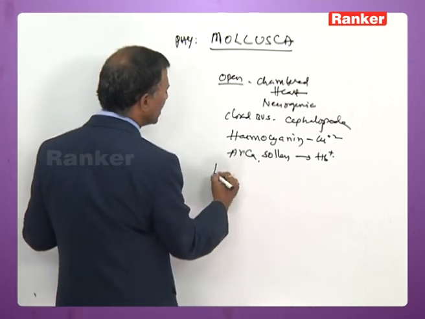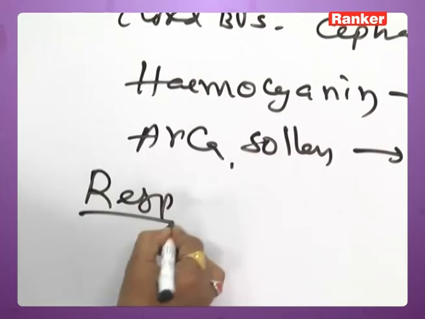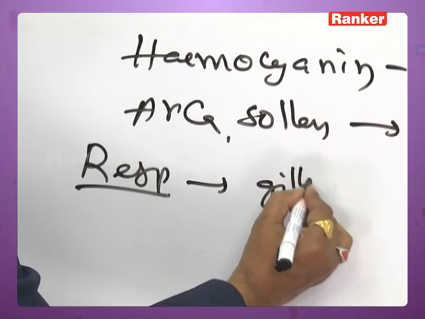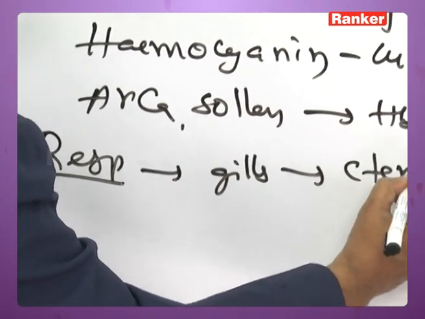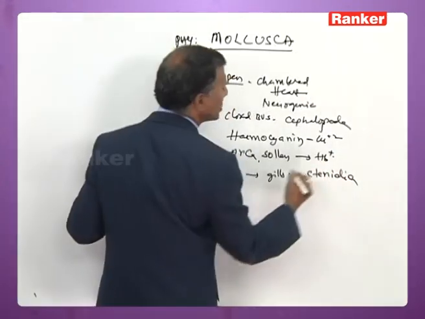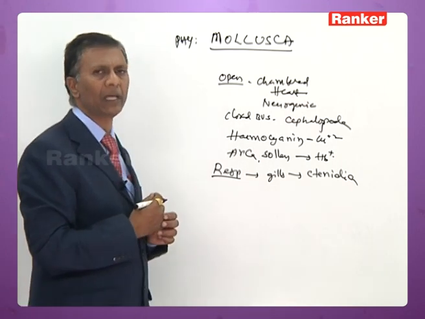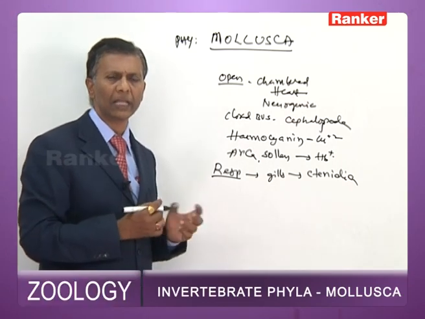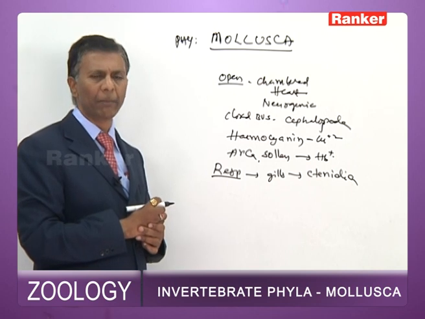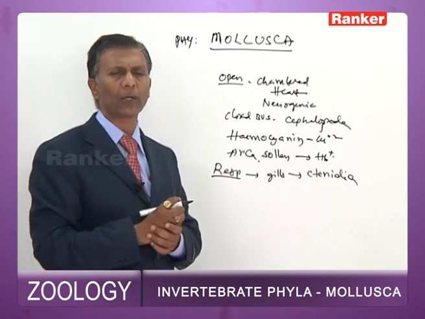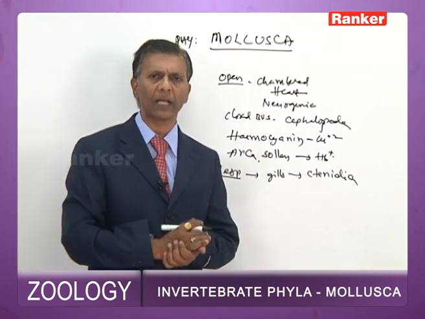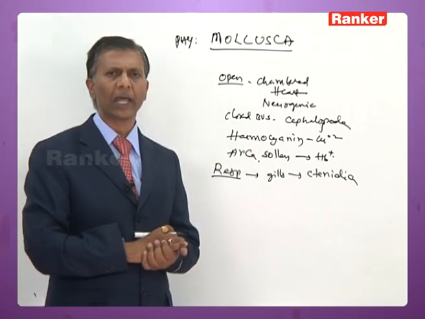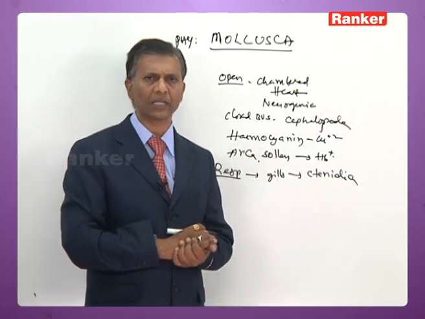Now, respiration in mollusca takes place by gills called ctenidia. They may be monopectinate or bipectinate. The only molluscan group which has both gills and lung is the gastropoda. That's why they are referred to as amphibious molluscans.